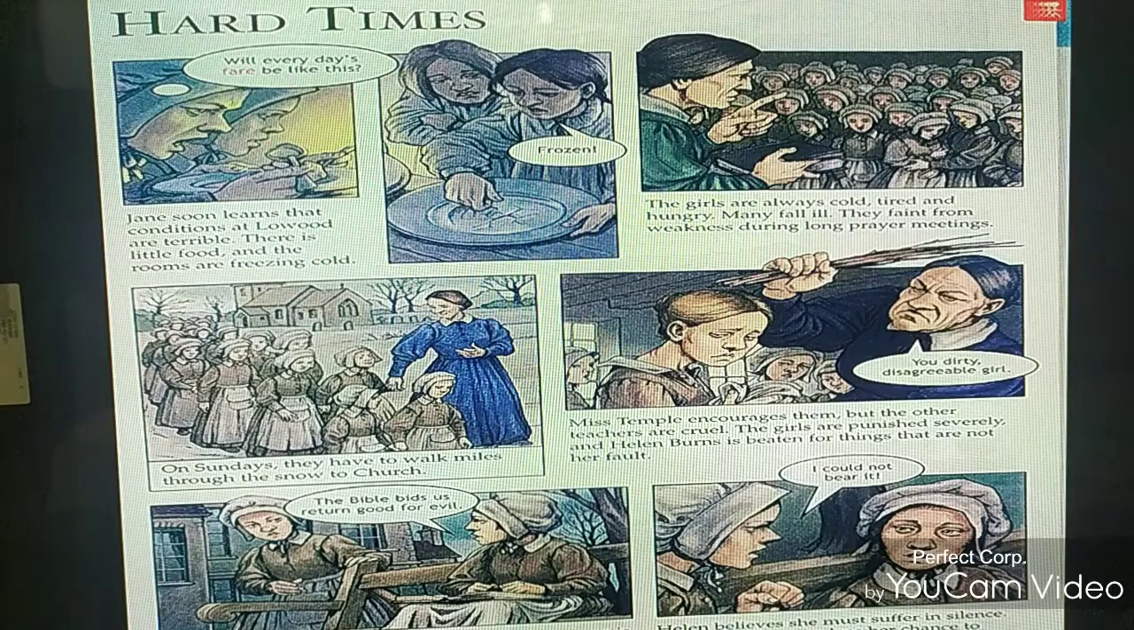So here students, Jane has now understood the situation inside Lowood School, that they are not actually going to provide good and healthy food to the girls. The staff are also rude and careless toward the students, and there is no arrangement for the chilly winter inside the room. They all have to face all these terrible problems every day.